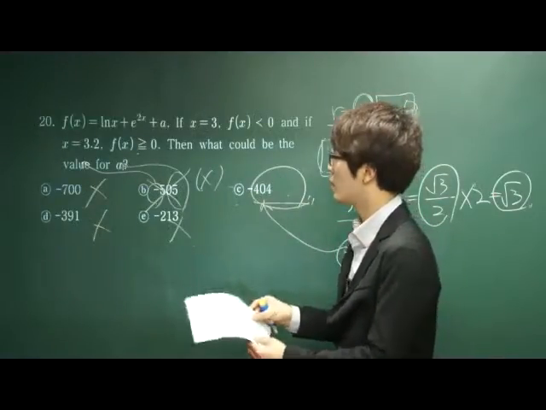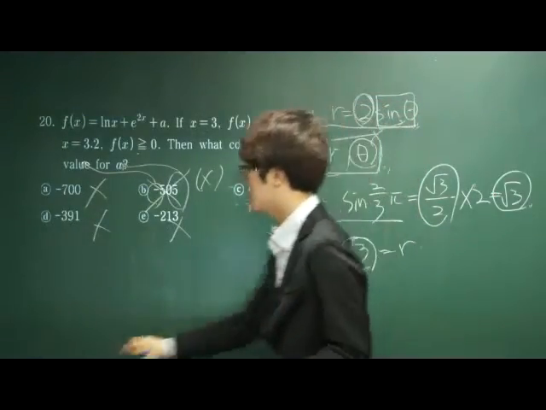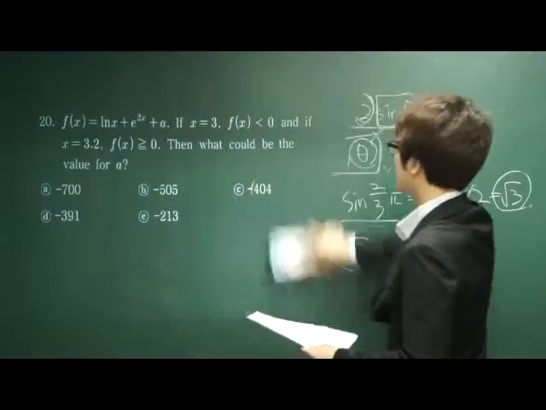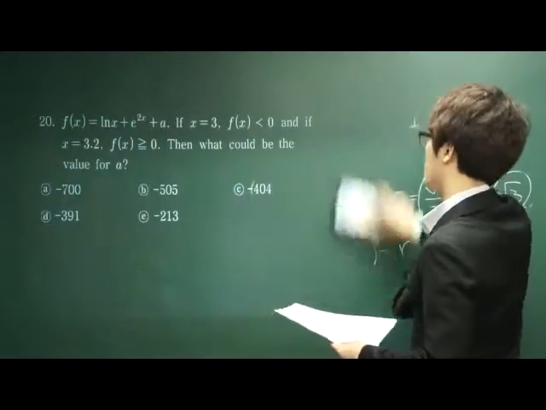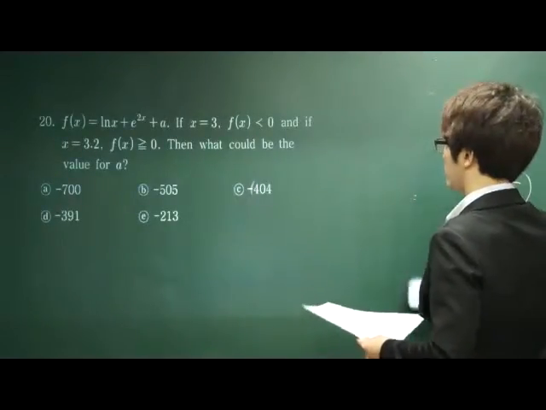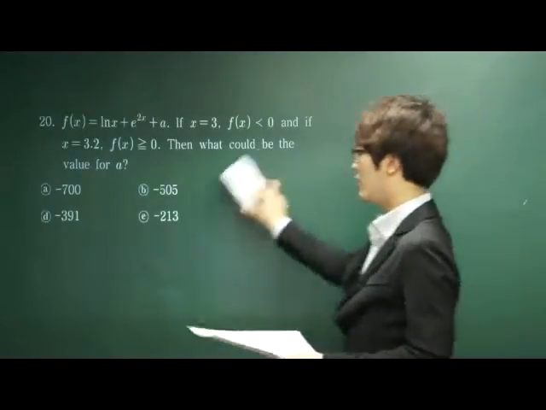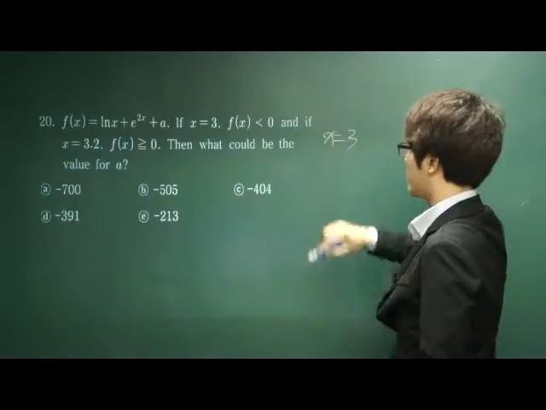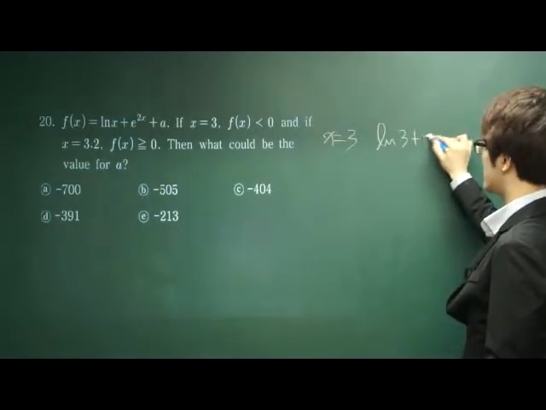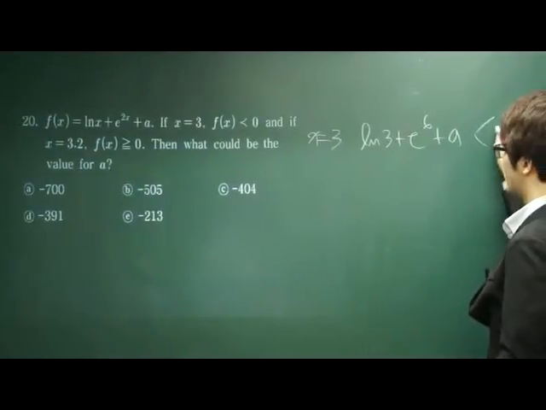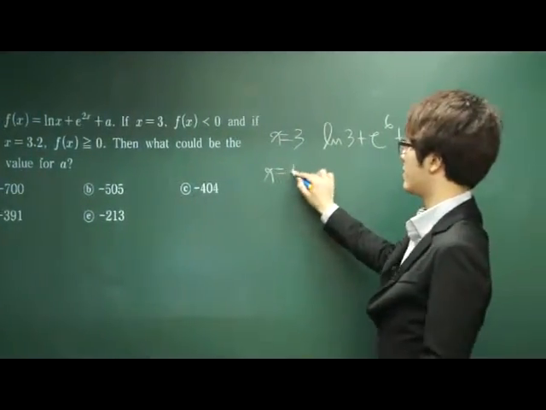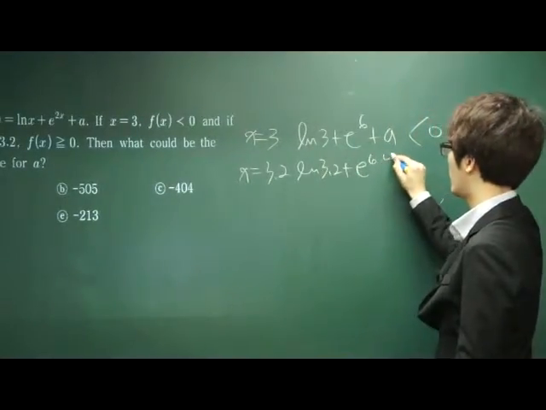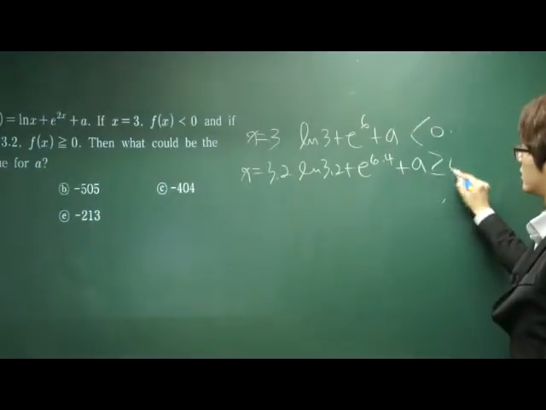Okay, let's move on to number 20. If f(x) is like that, and if x is equal to 3, f(x) is less than 0. And if x is 3.2, f(x) is greater than or equal to 0. Then what could be the value of a? Let's put in x equal to 3: ln 3 plus e to the 6th power plus a is less than 0. When x is equal to 3.2, ln 3.2 plus e to the 6.4 power plus a is greater than or equal to 0.